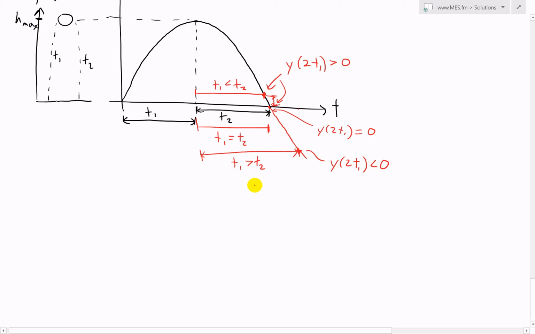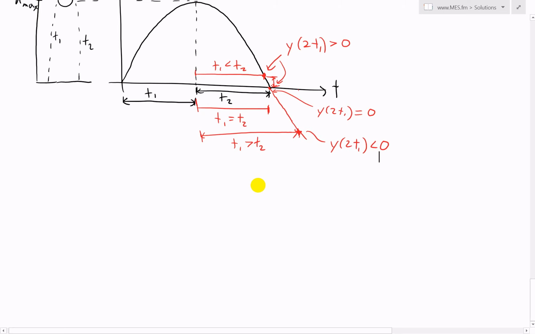Which makes sense, because if it takes longer for the ball to reach its maximum height, then at y of 2 times that time, the ball has obviously already hit the ground way before. So that's the indirect method we're going to look at. And again, y of 2 t1 is at this point, in other words, just this height across all the way here.